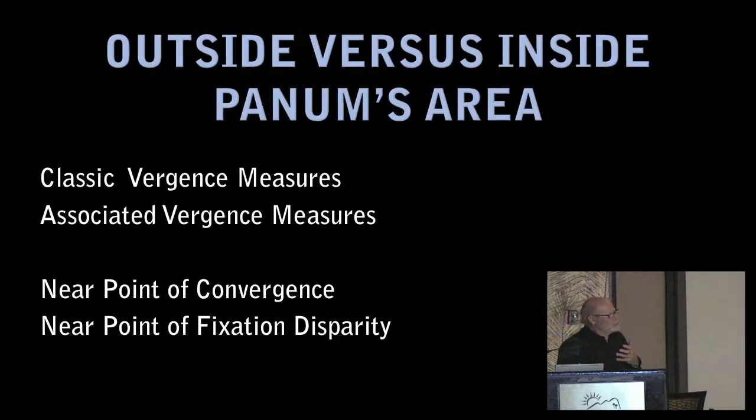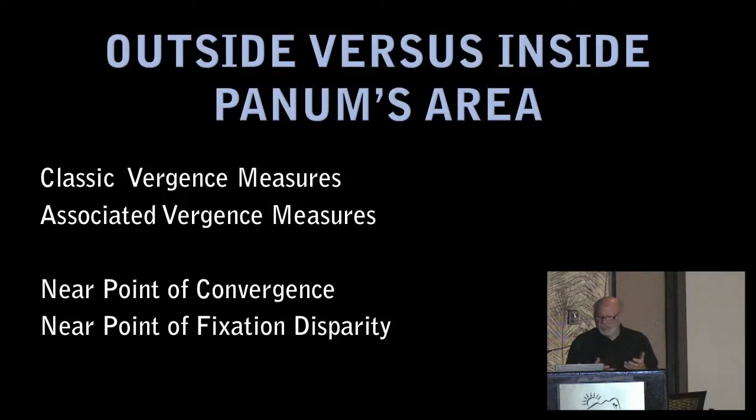So the key thing was that I started to look at measurements that were inside Panum's area. So let me explain that briefly. The classic vergence measures that we've all done, the difference between those is very simple, because it's exactly the same as what we've always done. The methodology of how we do these tests is identical, except the differences are the target used and the endpoint, the criteria.